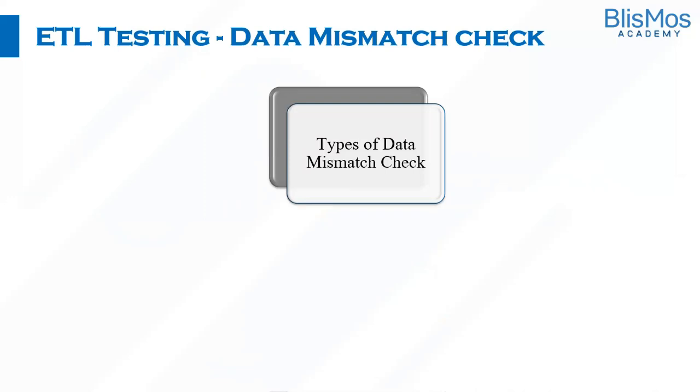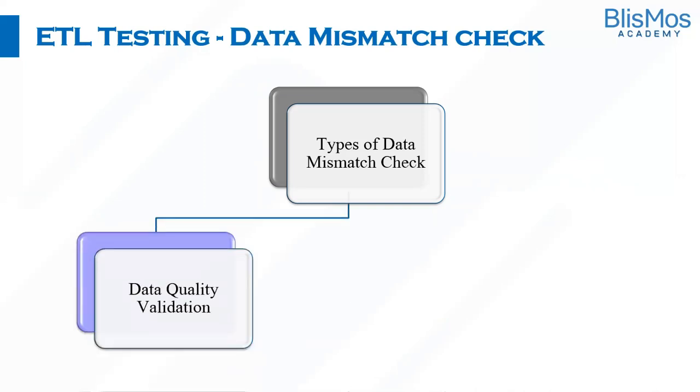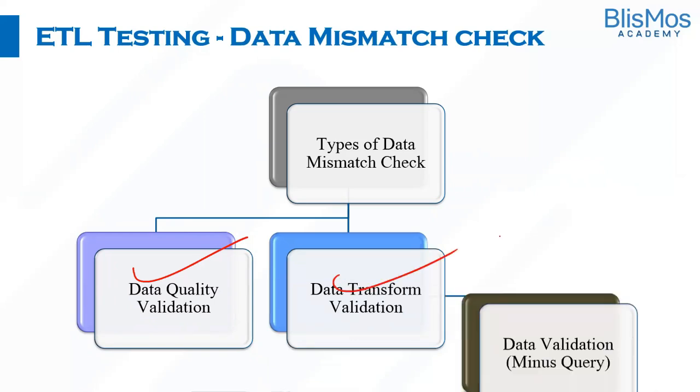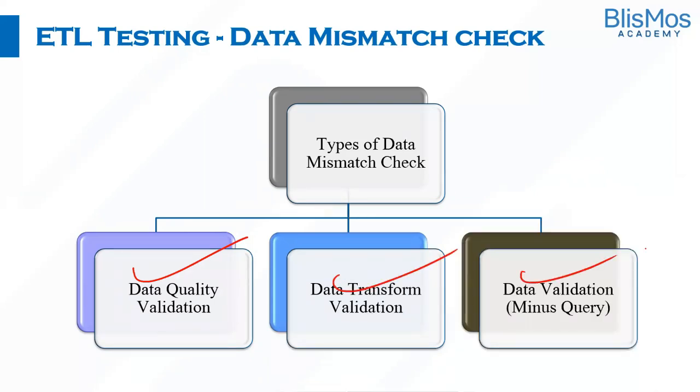Within data mismatch, we have different types. Different sources would have given these validations in different types. But one of the types that we can suggest is this way. Within data mismatch, we have 3 validations. One is data quality validation. The second one is data transformation validation. The third one is data validation. Let us look at all of them one by one in the subsequent videos.